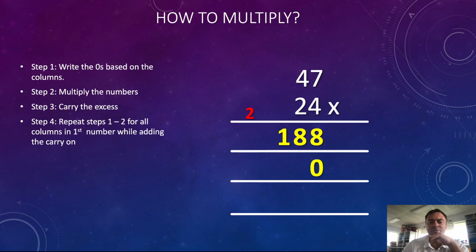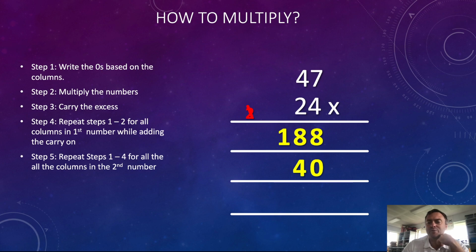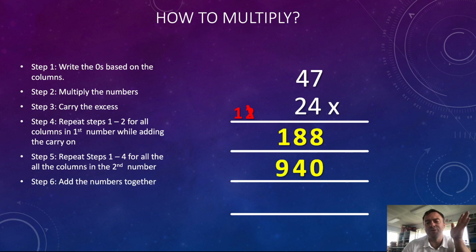And then you go down to the next row, cross that all out, and then repeat the steps again. So 2 times 7 is 14, so you put a 4, carry the 1. 2 times 4 is 8, carry the 1, add on the 1, and you get 9. And then once you finish that, you simply add the numbers together. So 8 plus 0, 8 plus 4, 1 plus 9, which gives you that.